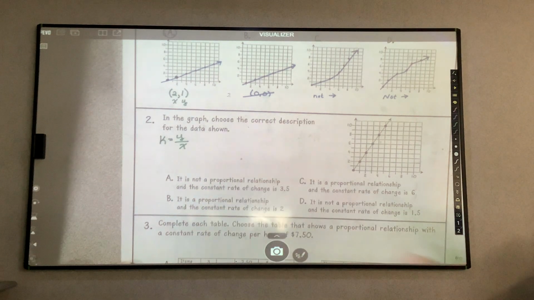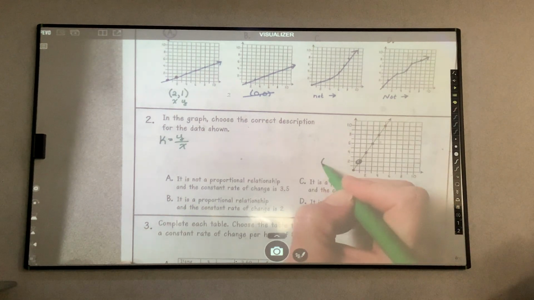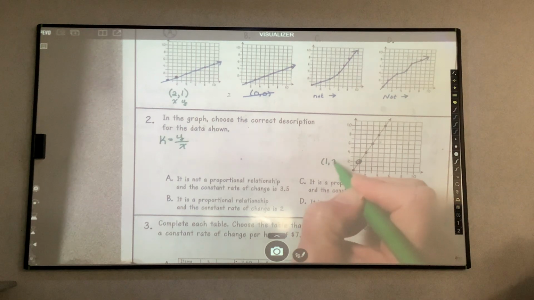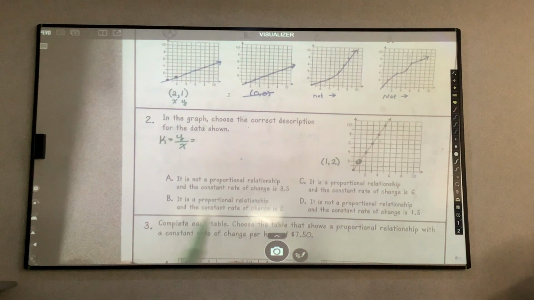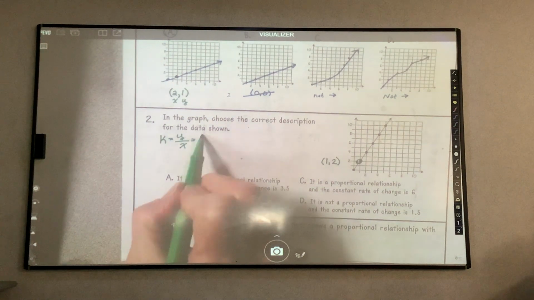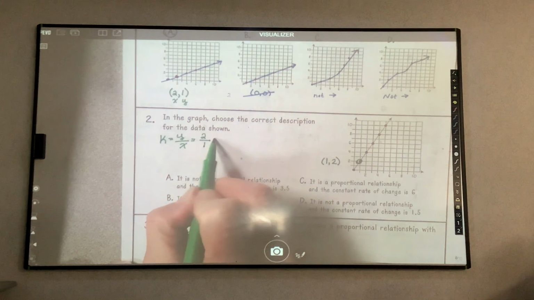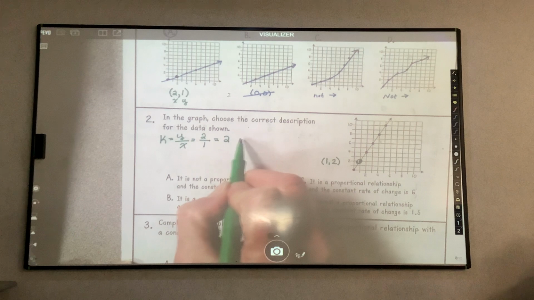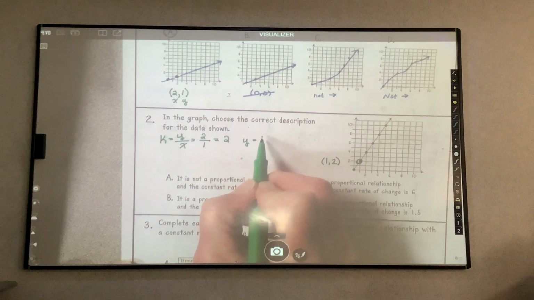I need to pick a point. I usually pick my first one. What are the coordinates of that point? 1, 2. So what number goes on top? 2. 2 over 1. So my constant equals 2. So y equals what? k times x, or 2 times x.